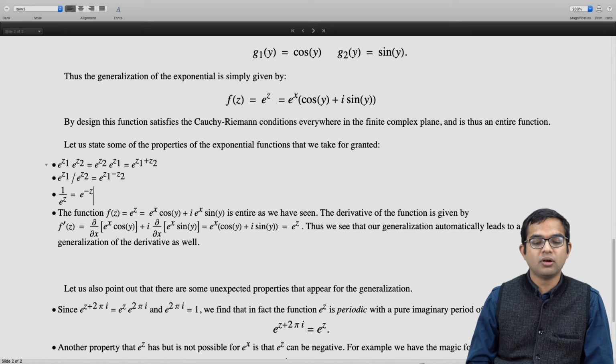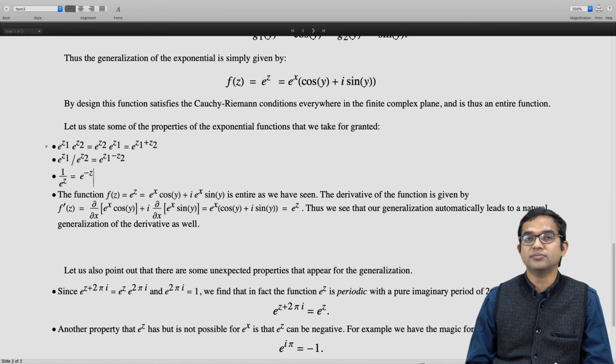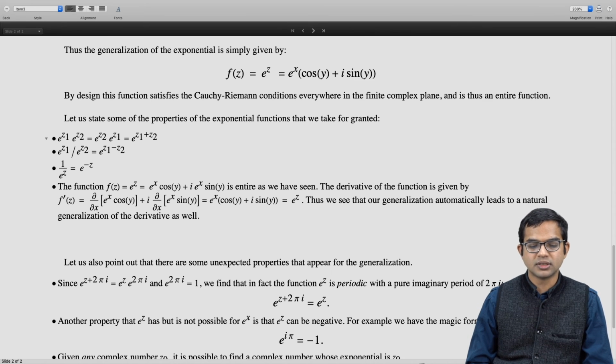Another property of e to the z that's not there for e to the x is that e to the z can also be negative. In general it can be a complex number, and in fact it can also be negative. This is seen in the magic formula e to the i pi is equal to -1, which is the famous formula which connects all the fundamental mathematical constants.